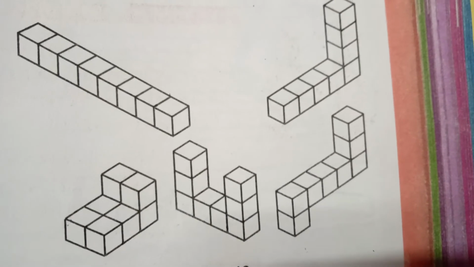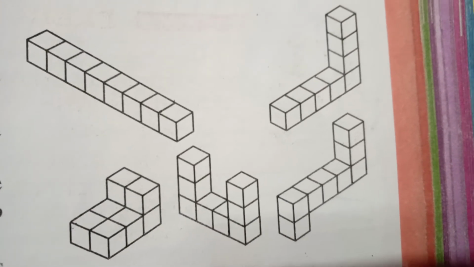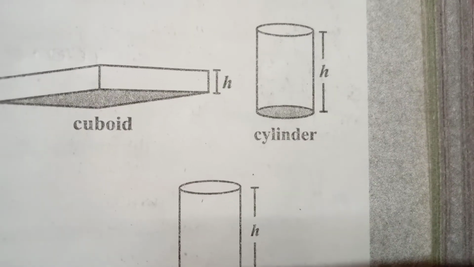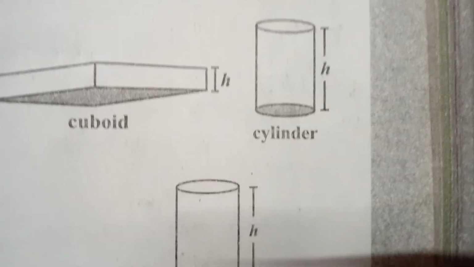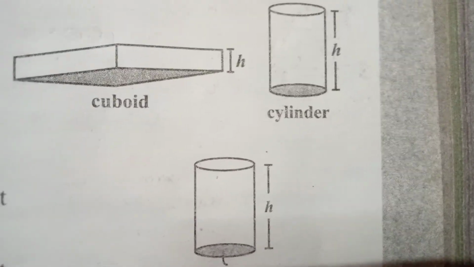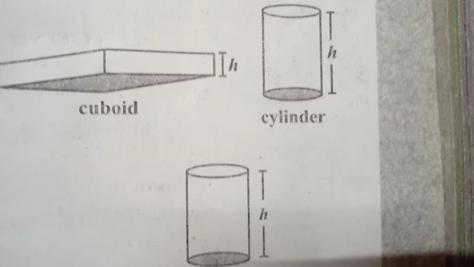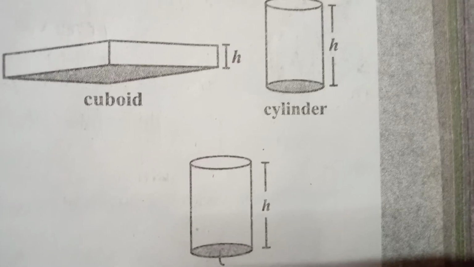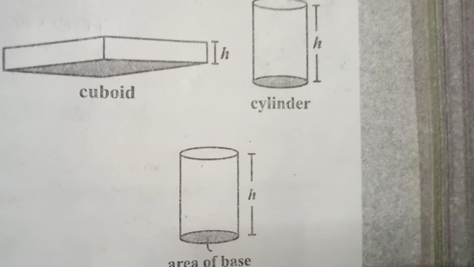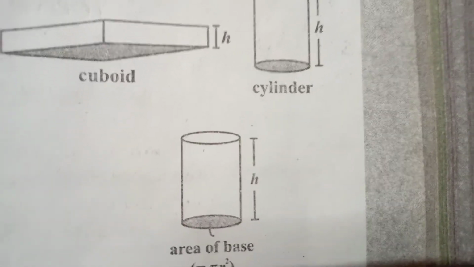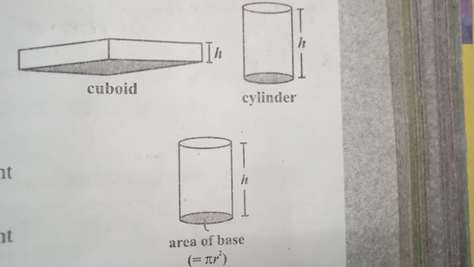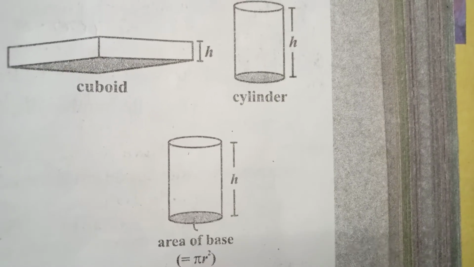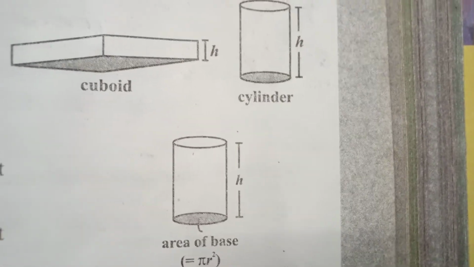So we are going to discuss the volume of cube, cuboid and cylinder. Before, we have seen the cube, and here we are able to see cuboid and cylindrical shapes. You see the shaded portion. The shaded portion is nothing but the base area of the cuboid. And the shaded portion in the cylindrical part is a circle, so the area of the circular base is pi r square.